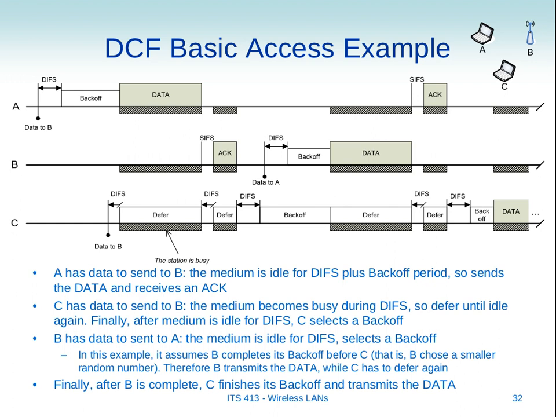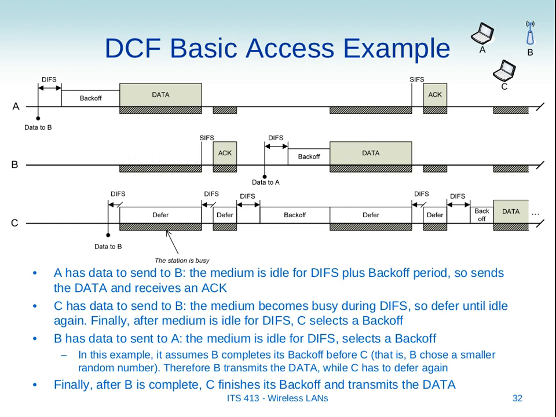When is the back off supposed to finish for B? At what time does it need to go to? Anyone? 1610, 10 slots. Each slot is 20 microseconds, so 200 microseconds. B needs to sense the medium to be idle for 200 microseconds. So it should go to 1610. But of course, this is sensing the medium to be idle, idle, idle. If we get there, then it can transmit the data.